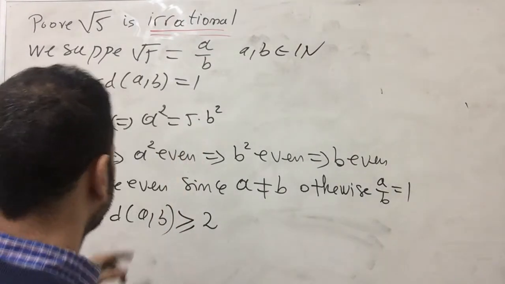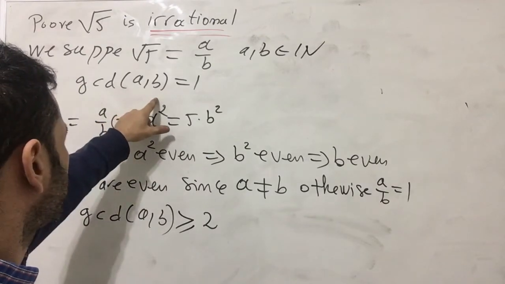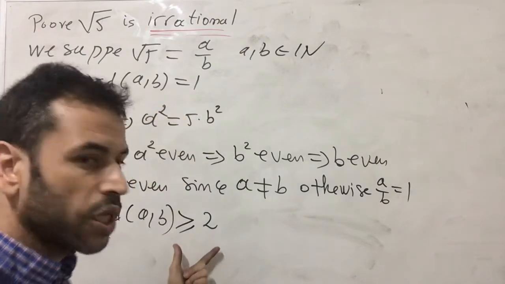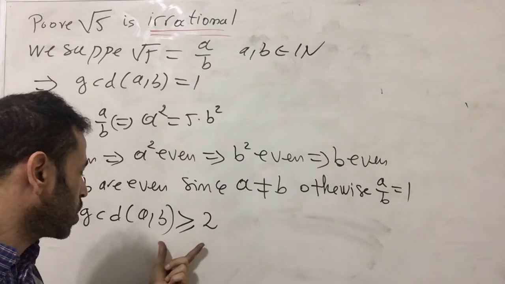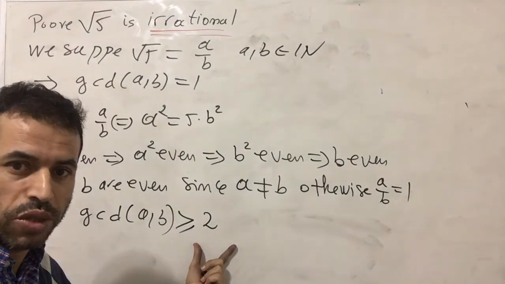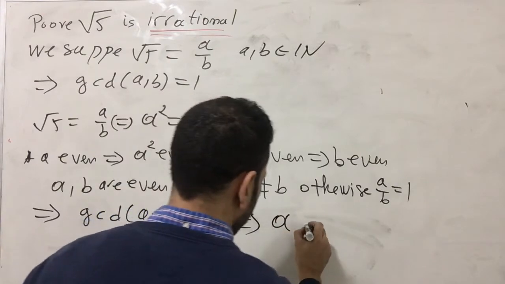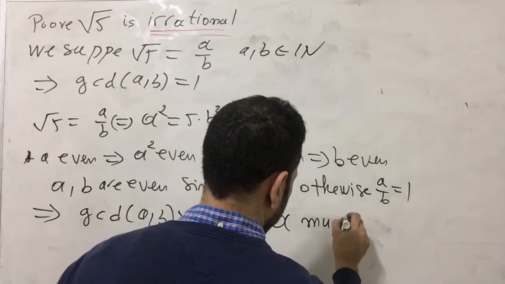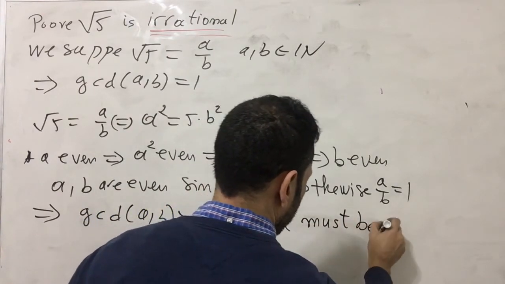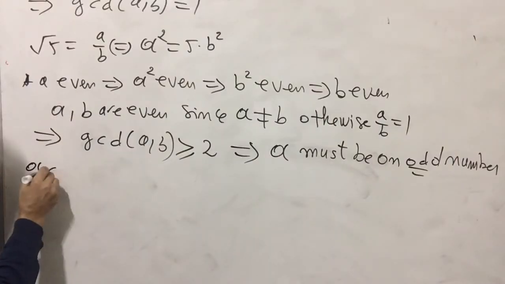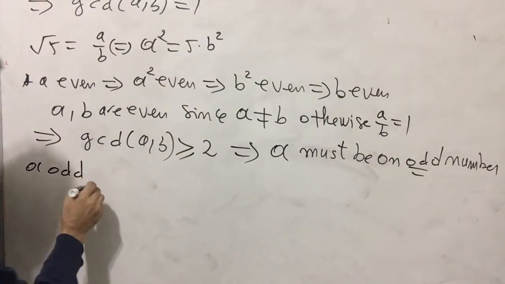Since we found the GCD of both numbers equal to 1, and at the same time we found the GCD is greater than or equal to 2, that means this assumption contradicts this. That means a must be an odd number.